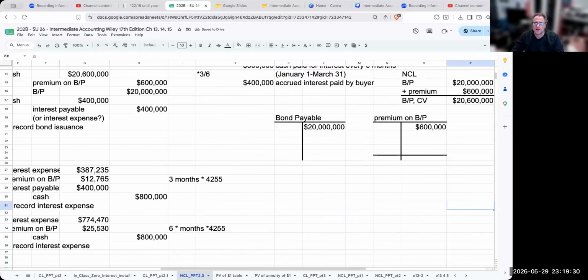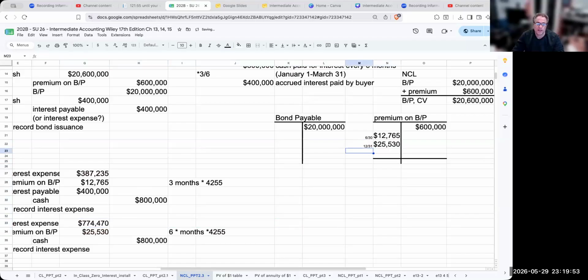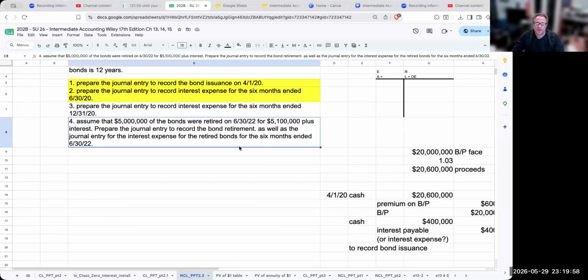And let's just say on this premium side, over here on 6/30, we debited the premium because remember, we want this premium to go down to 0. On 12/31, we're going through and debiting this over here for 25,530. And now let's go ahead and see what the next question awaits.